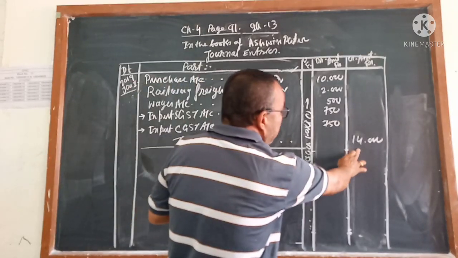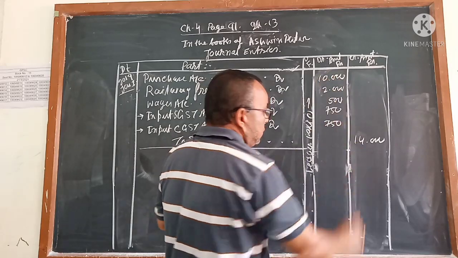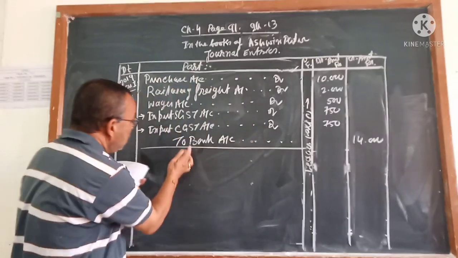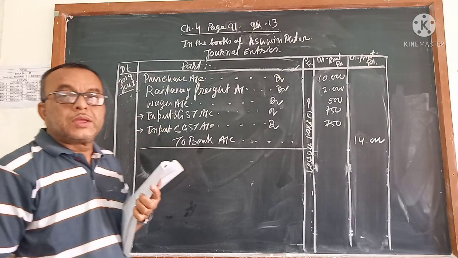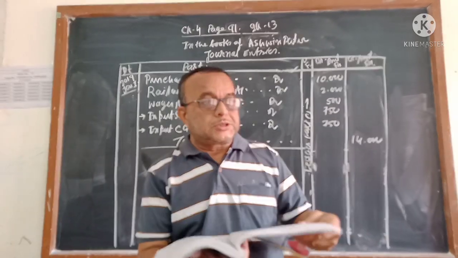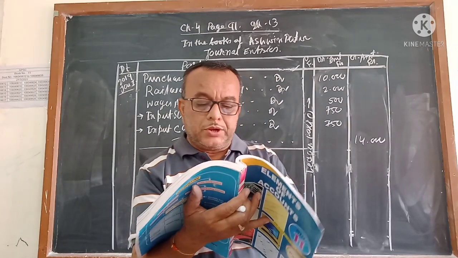Bank account balance you will not write first. You will write this amount first, and at last you will write this amount. If it is a sales transaction, sales is credit, so GST will go along with sales. GST goes along with sales or purchase. That means if purchase is debit, GST along with purchase will be debit. If sales is credit, GST along with sales will be credit.